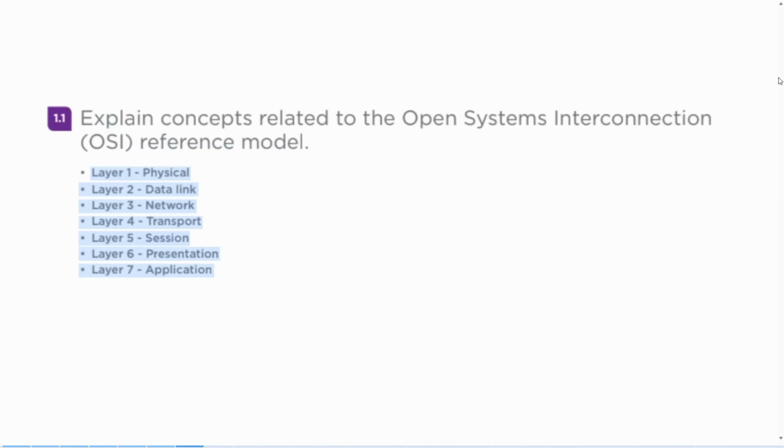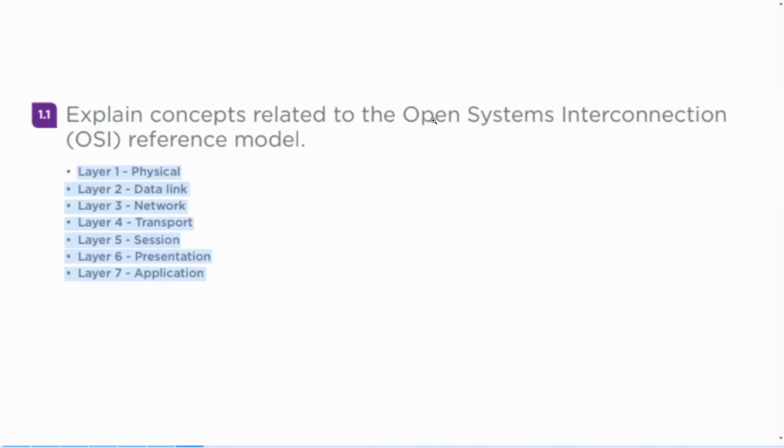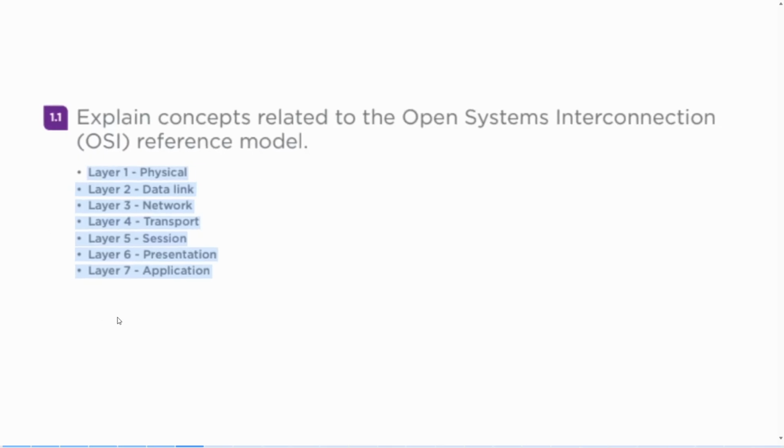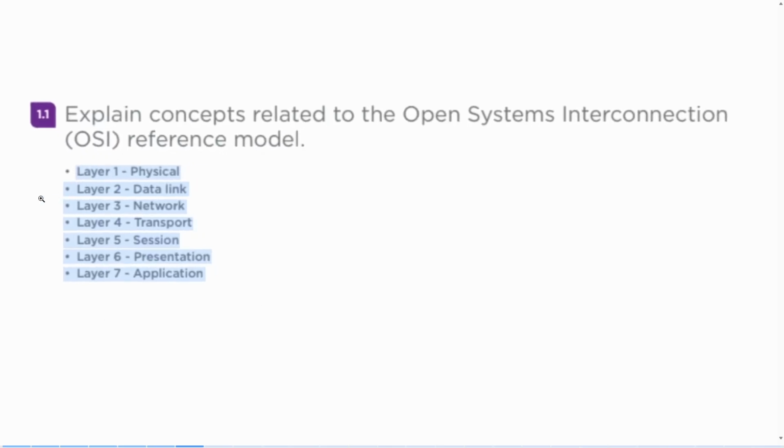Now, that came from exam objective 1.1, which is basically just explaining concepts related to the OSI model. So this is all they say in the exam objectives, but everything I laid out there is pretty much what you're going to need to know for your exam. So make sure you do know that before you go ahead and take your exam.